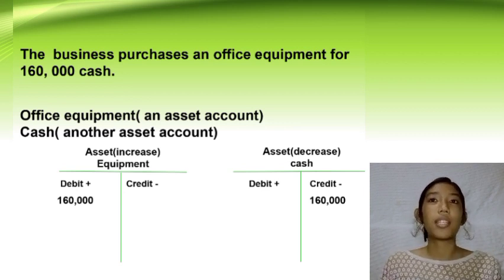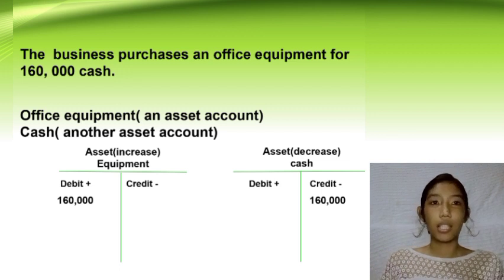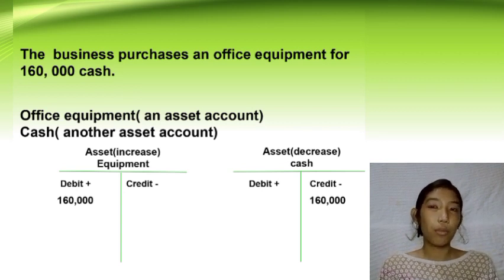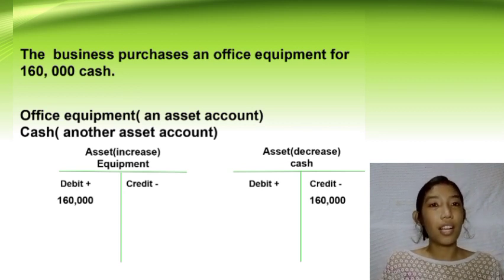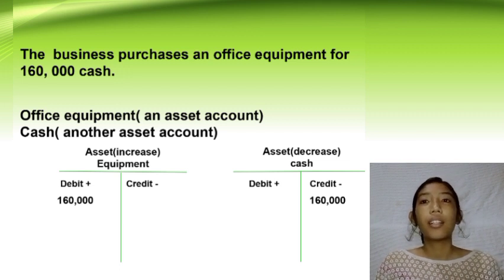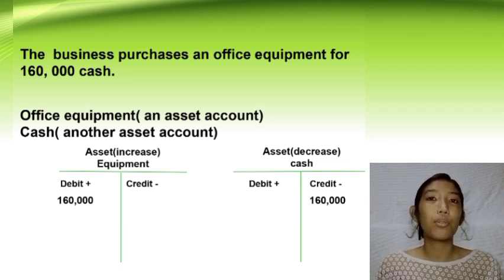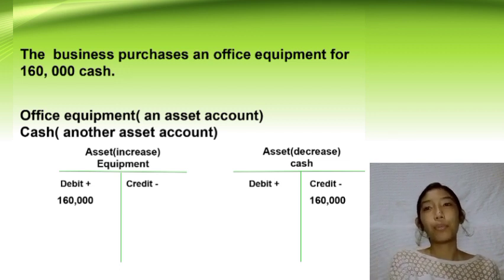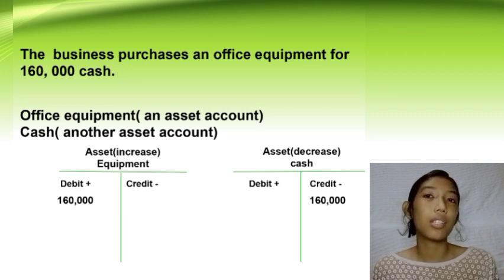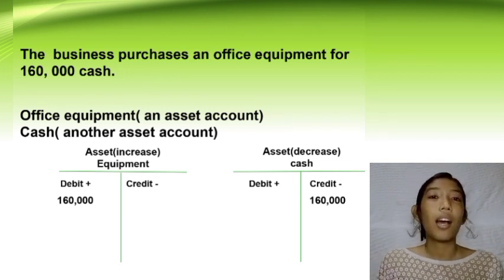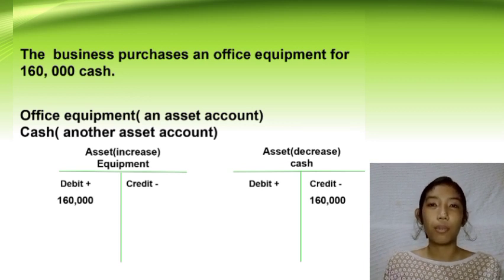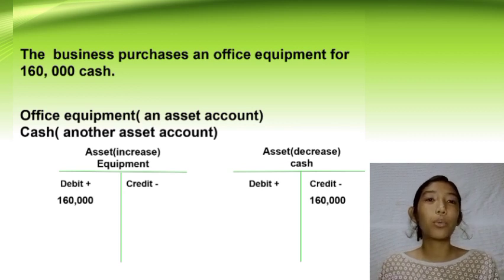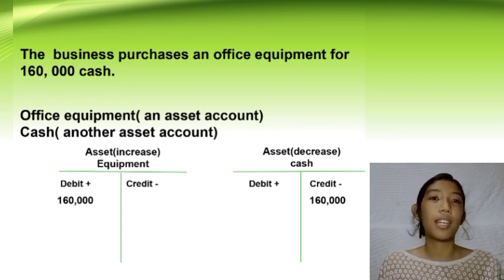Suppose the business purchases office equipment for 160,000 cash. In this transaction, there are two accounts involved: the office equipment, an asset account, and cash, another asset account. To record this transaction, we would also use the T accounts. So you can see on the screen, we debit the office equipment by 160,000, which increases the account by 160,000, and credit cash, which decreases another asset. Debits of 160,000 equal the total credits of the same amount and it remains in balance.